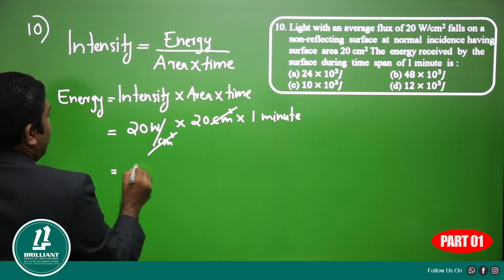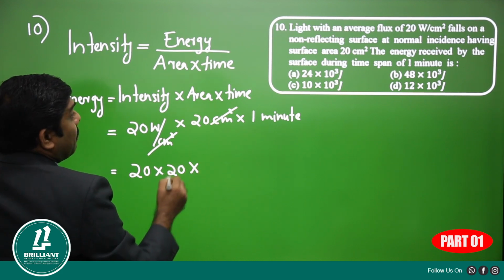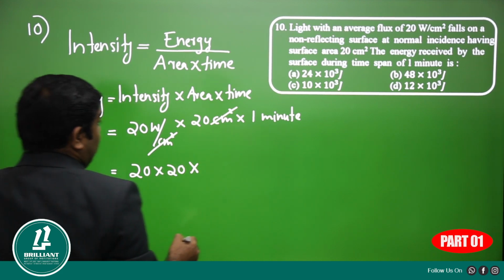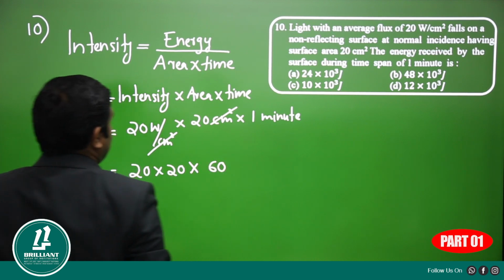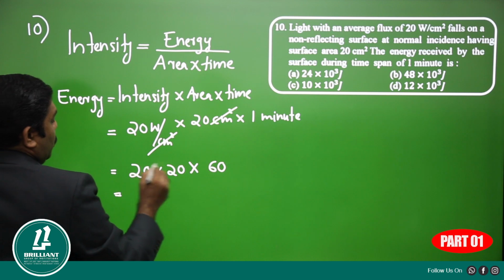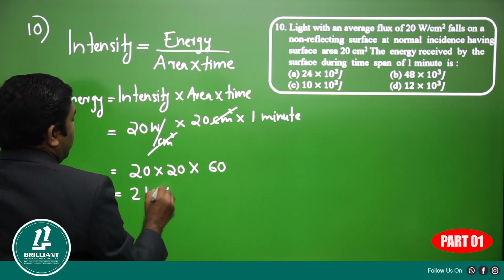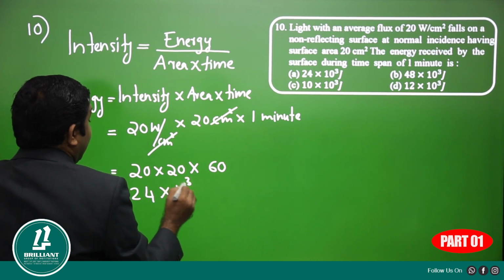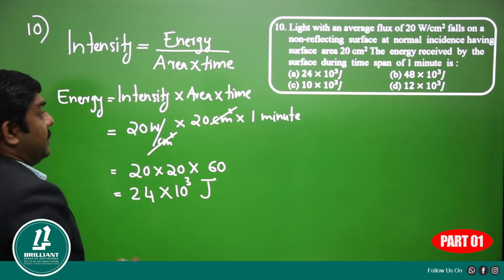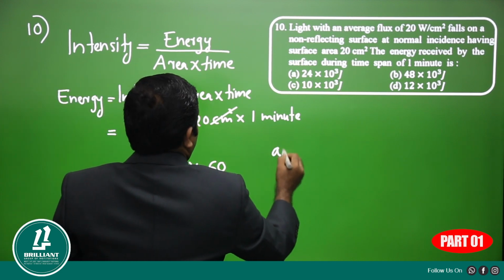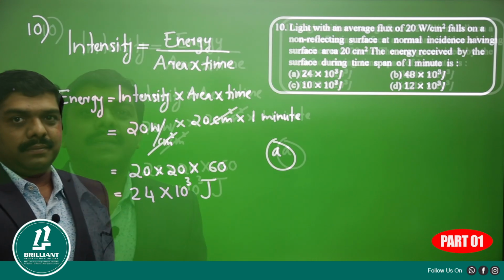Now we have 20 into 20. Then 1 minute is there, that we have to convert into 60 seconds. Simplifying this, 2 into 2, 4. 4 into 6, 24. 24 into 10 raised to 3 joule is the answer. So we can say option A is the right one, 24 into 10 raised to 3 joule.